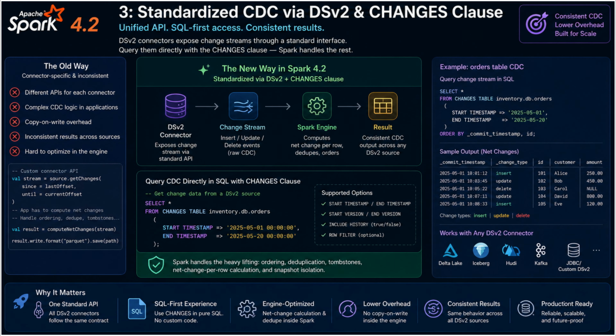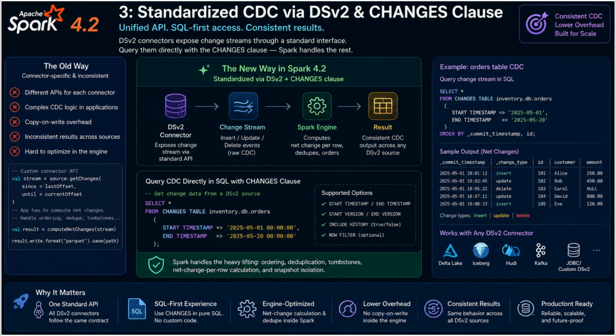Next comes the standardized CDC with DSV2. Spark didn't stop there. CDC is getting a second major upgrade. The Data Source V2 framework now provides a standardized view for connectors to expose change streams. Historically, every storage system implemented CDC differently: different APIs, different semantics, different operational challenges. Spark 4.2 introduces a common CDC interface across DSV2 connectors.